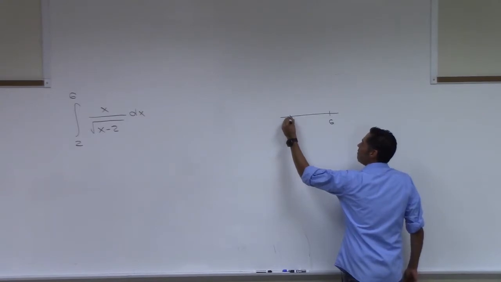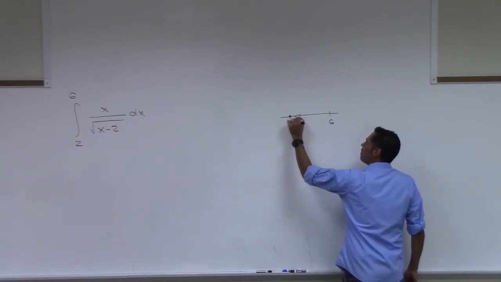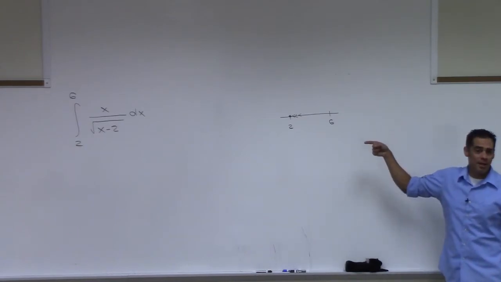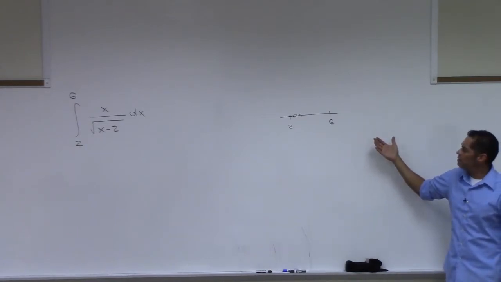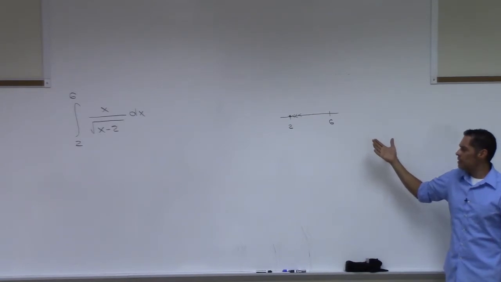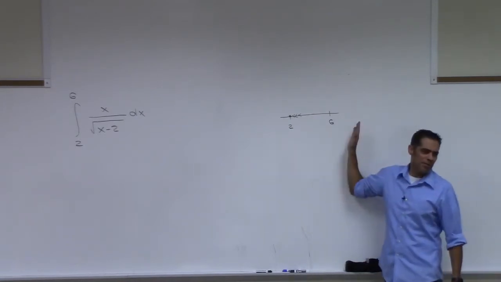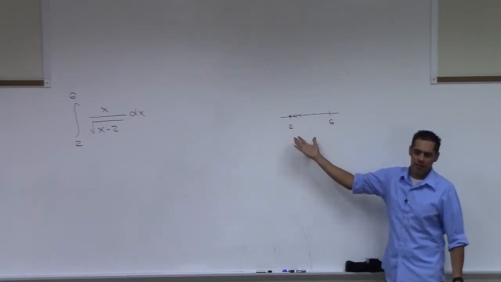Okay, so we have a problem at 2, right? So what we're going to need to do is approach 2 from the right-hand side. Why are we coming from the right and not the left? Because it can't be a negative number. Yes. We're going from 2 to 6, so we're not even looking to the left of 2 anyway, right?